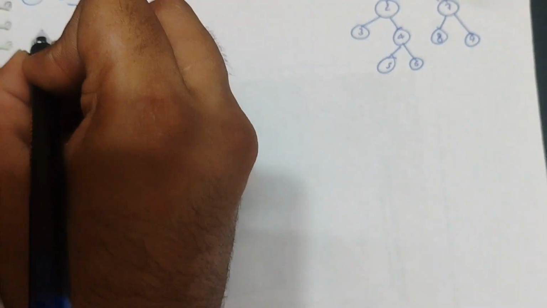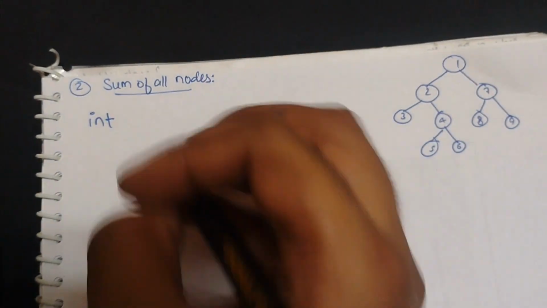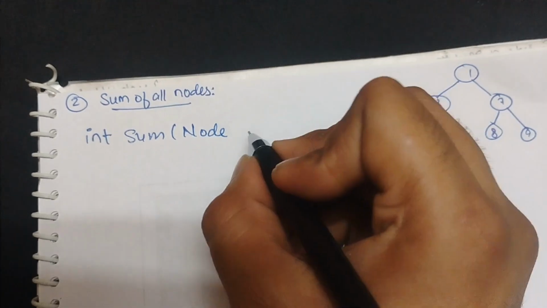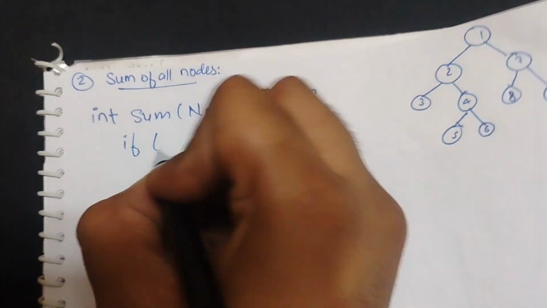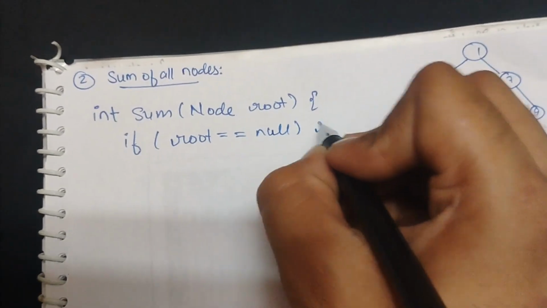So again the return type would be int. I'll name the function sum. It will take a parameter of node type, that is root. Okay, if the root is null, I'll return 0.